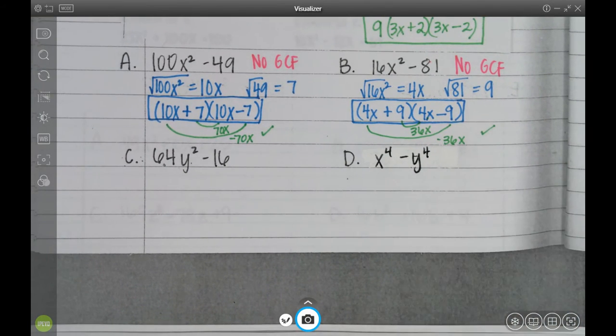Instead of that one, we're going to do x to the fourth minus y to the fourth there. I'll give you a couple minutes to work those two.